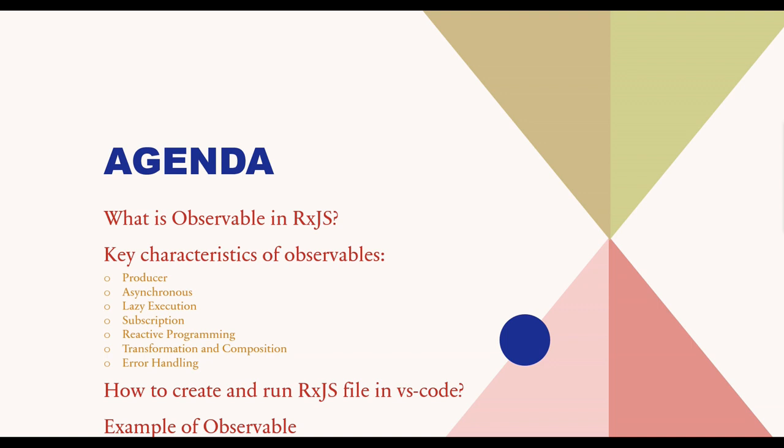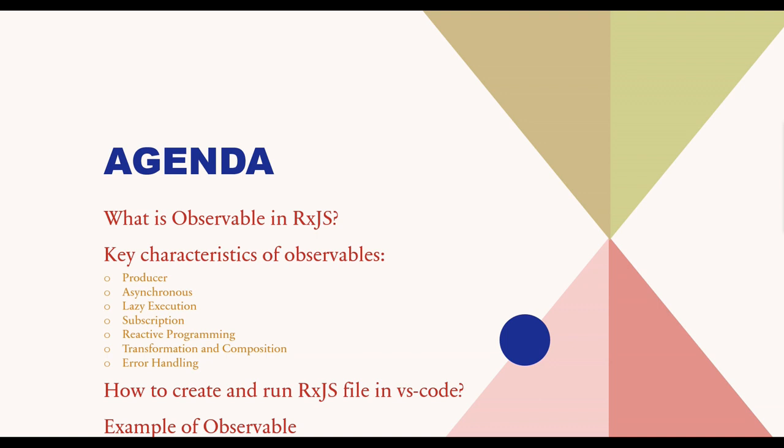Then lazy execution. Observables are lazy, meaning they do not start emitting values until someone subscribes to them. They only begin producing values when there is an active subscriber. Then subscription. Subscribing to an observable establishes a connection between the observable and a subscriber. It allows the subscriber to receive the emitted values, error, and completion signals from the observable.